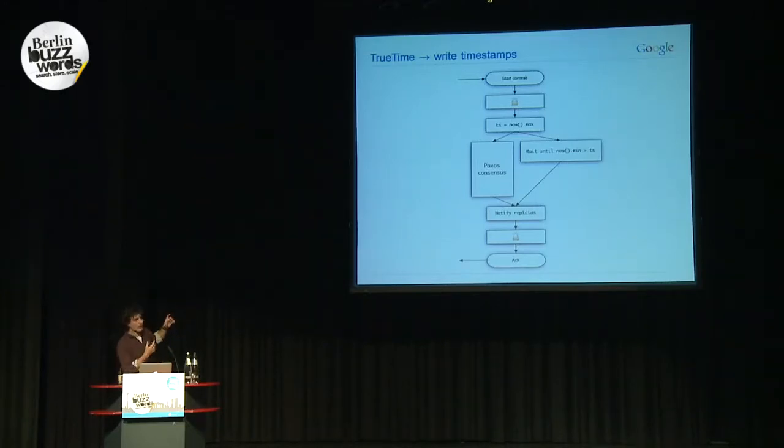And then in parallel, we're going to do 2 things. Run Paxos to get consensus on whatever the write was, and wait until the true time is definitely past that write timestamp. And typically, Paxos is going to take a lot longer than that wait, and so this adds no extra overhead. Then we're going to notify the slaves, unlock, ACK back to the client.